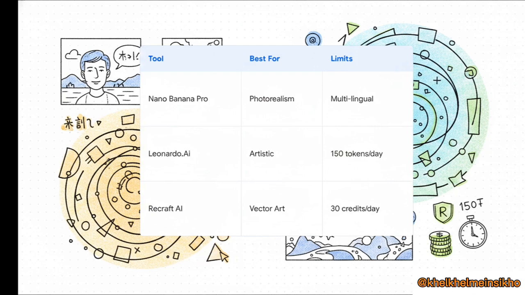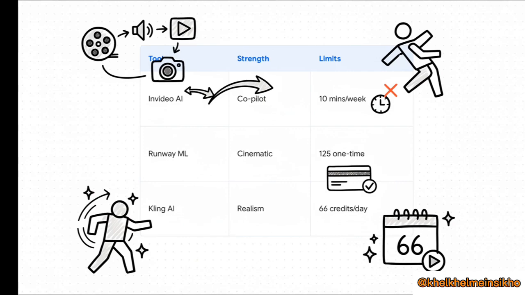We also have Nano Banana Pro, which is exceptional for photorealism and getting accurate multilingual text into your images. And if you need commercial rights right off the bat, Leonardo.ai has your back with 150 fast tokens every single day. Now look, AI video generation requires a ton of computing power, so free tiers here are usually pretty strict. But just look at what you can still get your hands on.